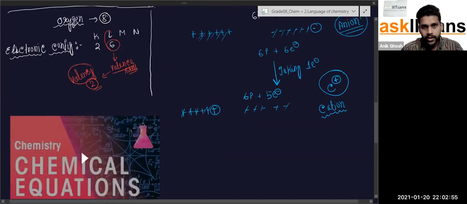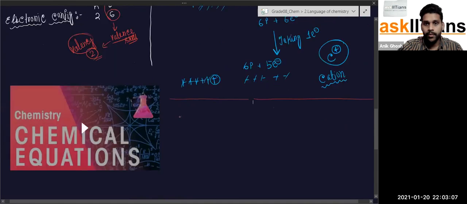So before writing a chemical formula, we need to know the valencies of each and every atom. Do you remember the valencies of every atom? Let's make a quick revision. If I ask you, what is the valency of hydrogen? Tell me, be quick.